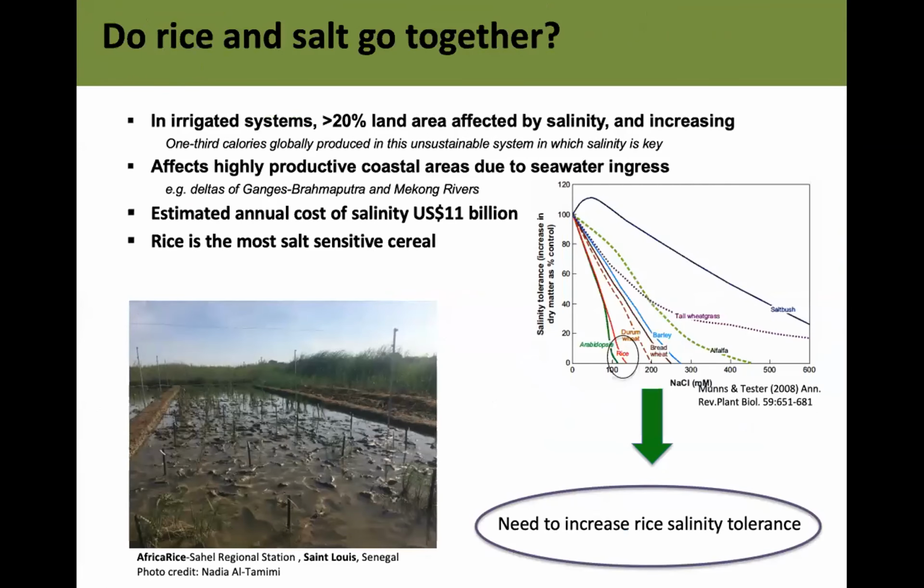So do rice and salt go together? They might go well together on a plate, but in the field it is a completely different issue. Salinity is a major stress that severely affects global rice production, with yield losses of over 50%, and an estimated annual cost of $11 billion US. From this graph, we can see that rice is one of the most salt-sensitive cereals. So we need to use land that is currently unsuitable for rice production, that is, make salt-tolerant rice varieties in order to meet global population demands.